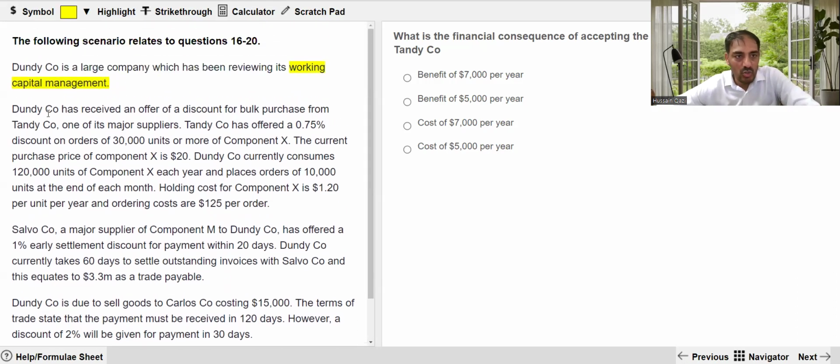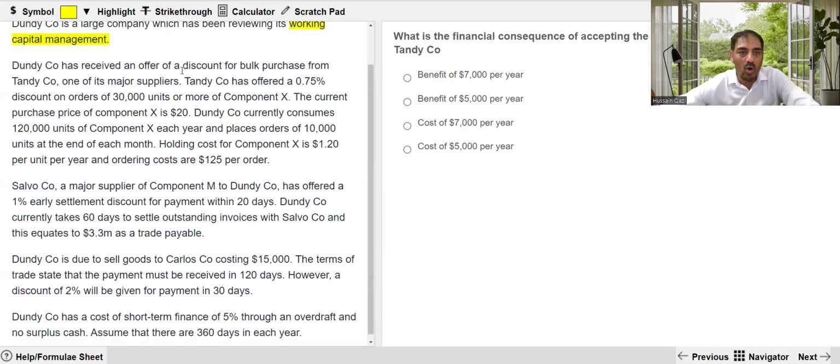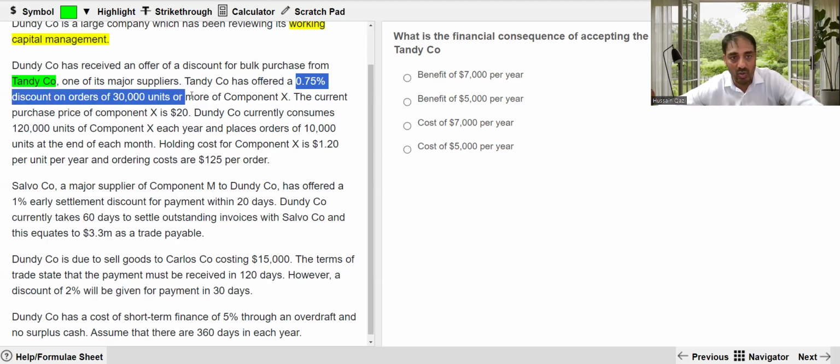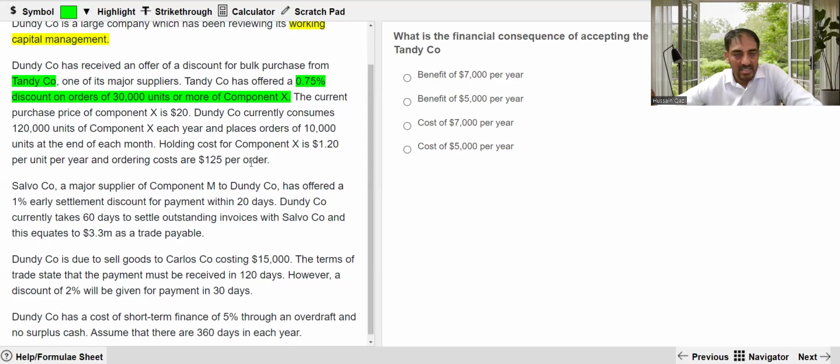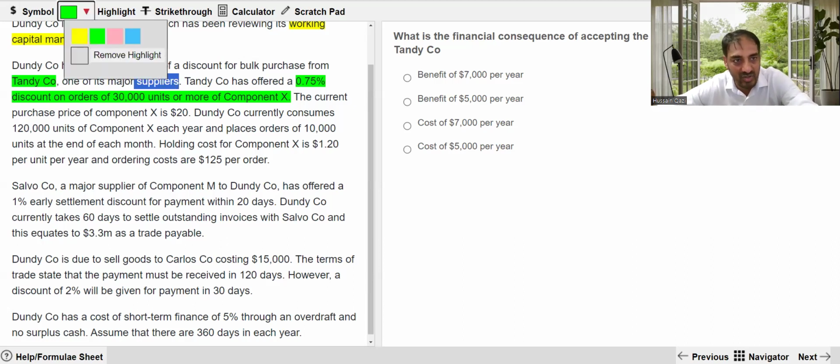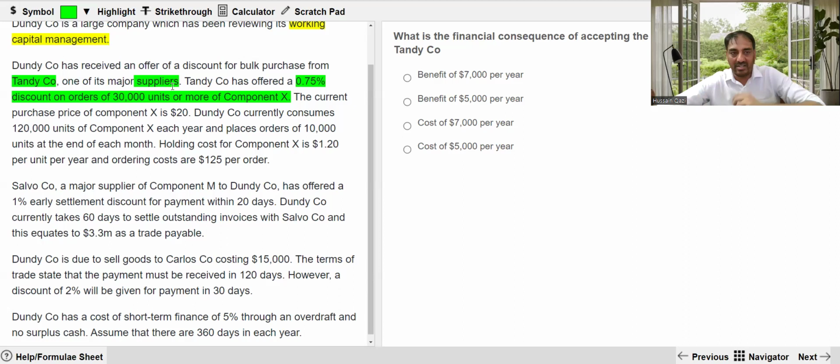Okay, so Hyundai has received an offer of a discount for bulk purchase from 10D company, one of its major suppliers. 10D company has offered a 0.75% discount on orders of 30,000 units or more for component X. This is about discount points related to the supplier, so it is something about trade payable matters.